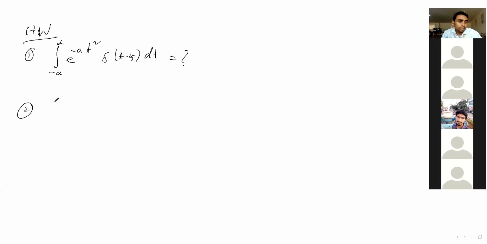is like an integration from minus infinity to infinity, or some question may give the limits, like minus 10 to 10, of t square plus t cube into delta t plus 5. What is the value? So I give these two problems as homework. Just try it. If you are unable to solve this, please let me know, and I'll solve that.